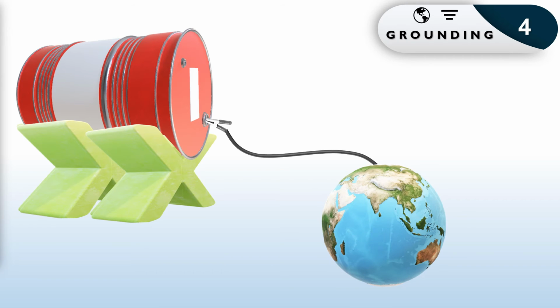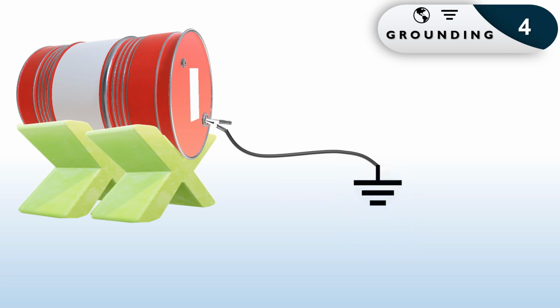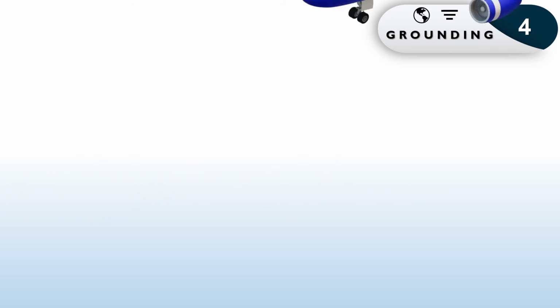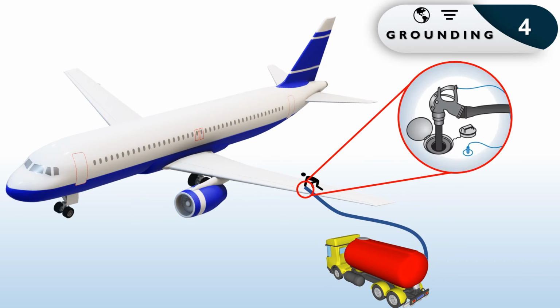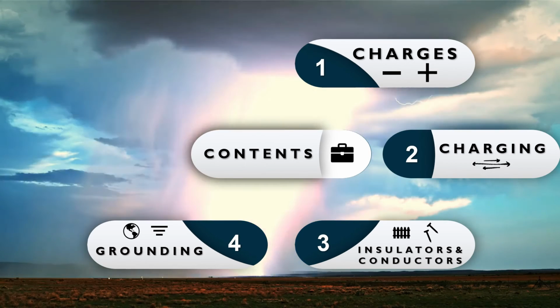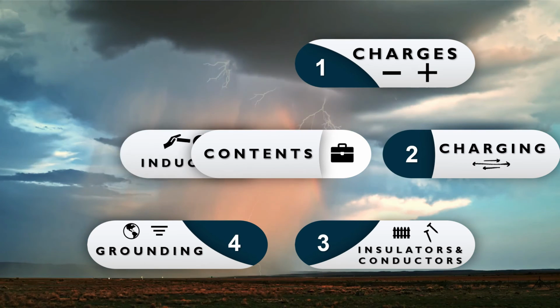One more thing you need to know, instead of drawing the earth every time, we can simply use this symbol. That's the grounding symbol used in electricity, so remember it. This is another example that happens when fueling the plane, where the tanker and the plane are both grounded. So that's grounding. Now let's look at a different concept, which is induction.